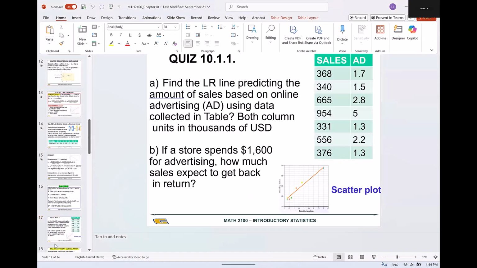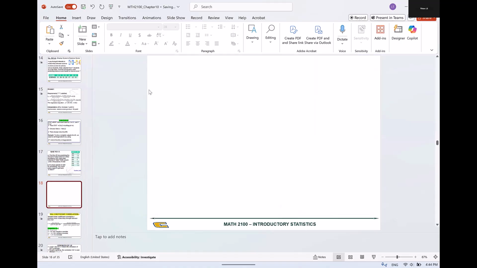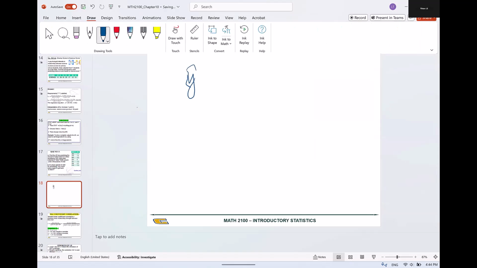So from here, you can write out, right? Let me add a slide here. You can write out your linear regression line, right? It will be y equals 171.466x plus 125.835, okay?